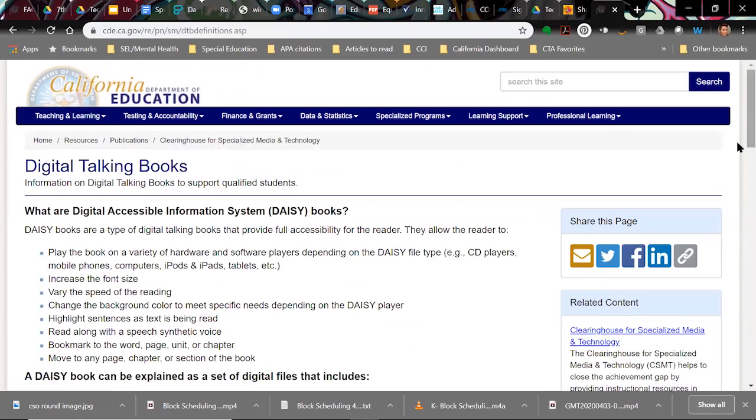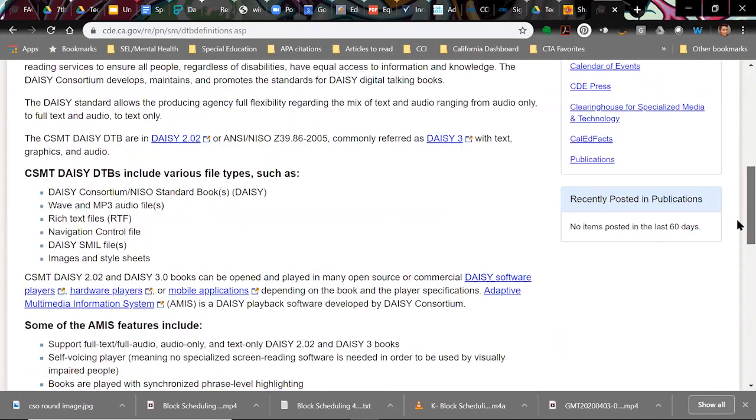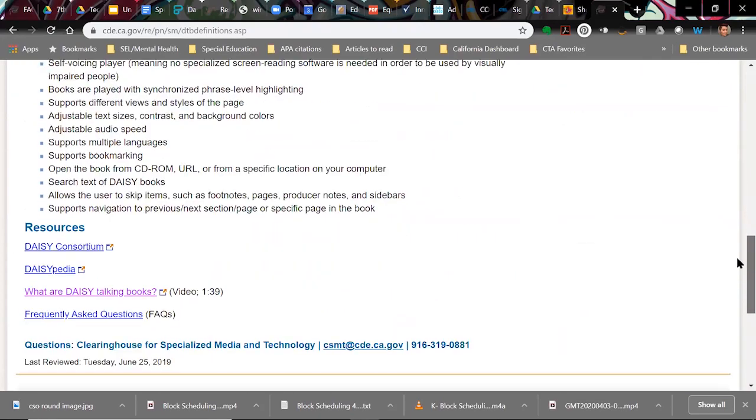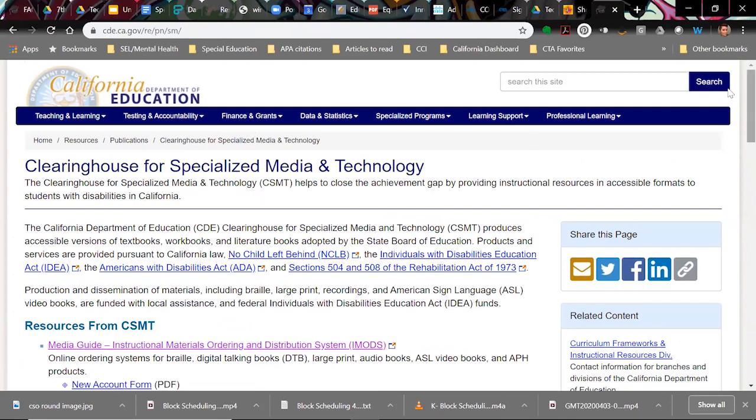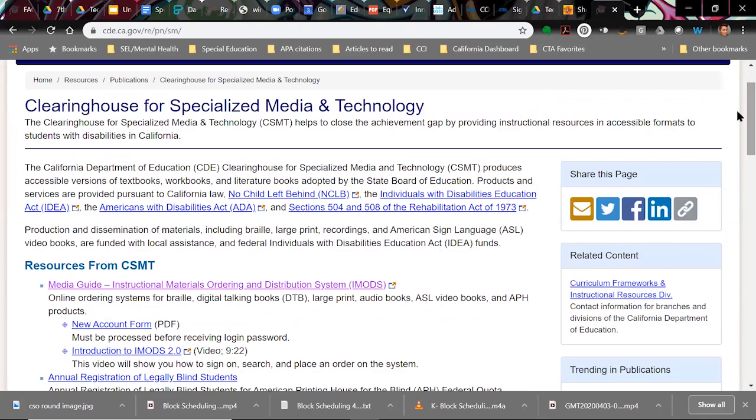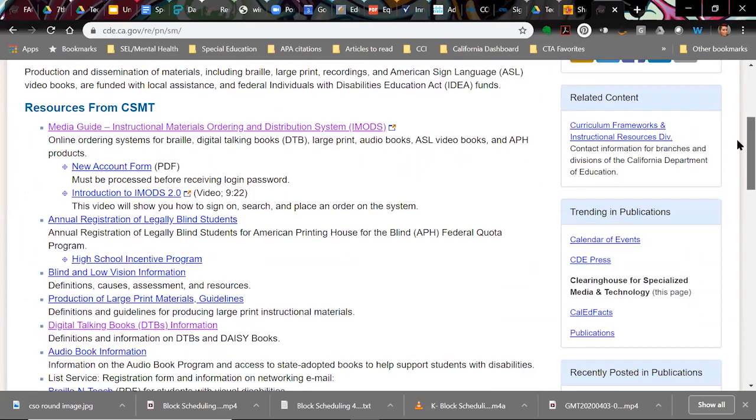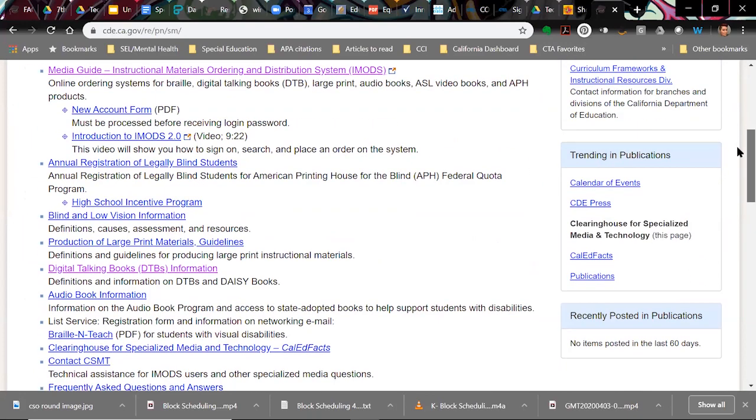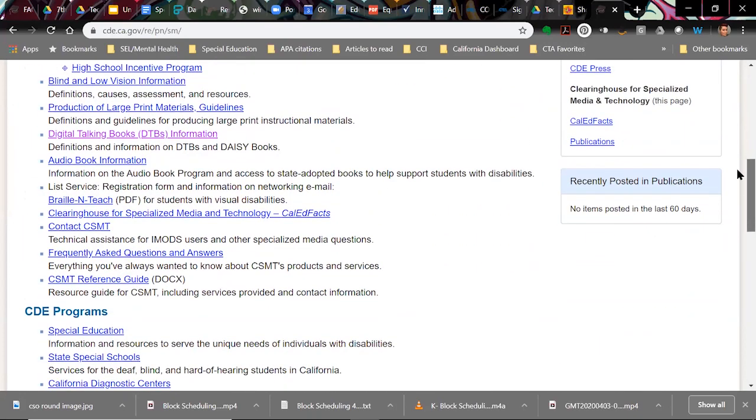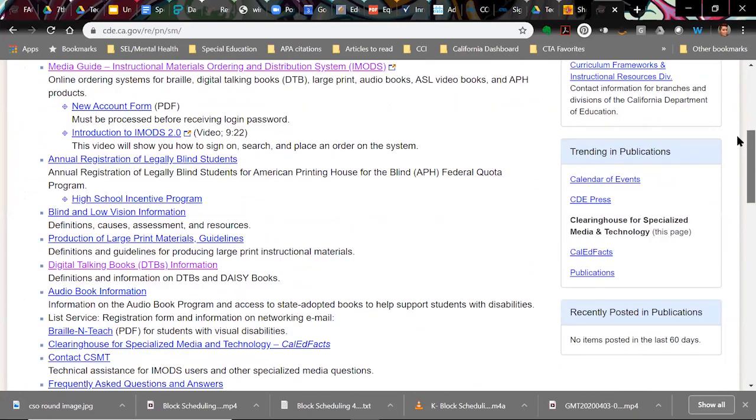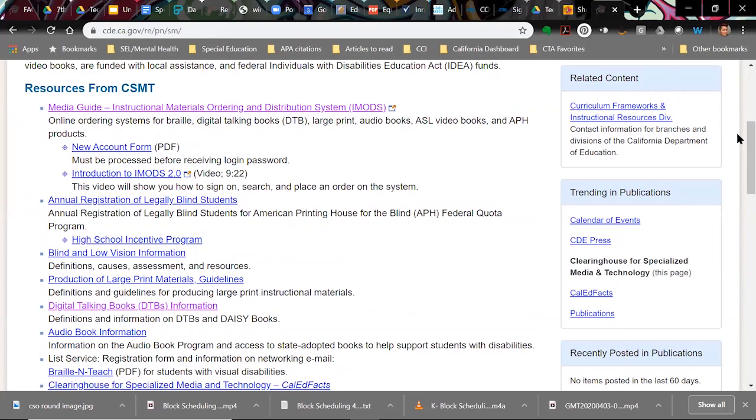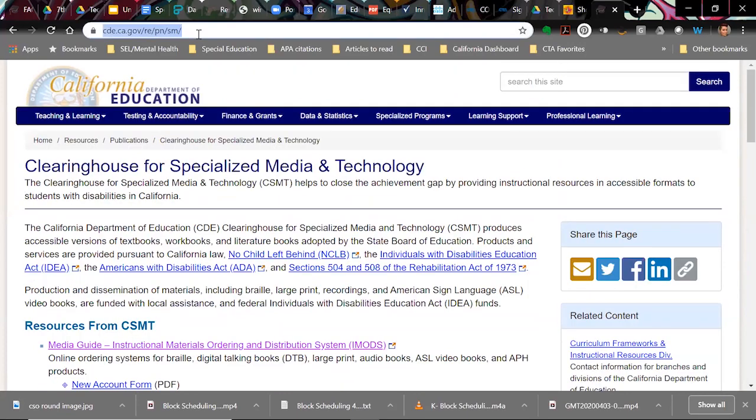Yeah, and also I was just going to look to see if Daisy, so like there's the Clearinghouse for Specialized Media and Technology. It's on the CDE website. We have asked our special ed committee to actually look through these resources to see if there's anything useful, and then we'll be posting them on the CTA website. But they do have some specific technology for students with disabilities. So you can go there as well. And I'll copy and paste this into the chat as well.